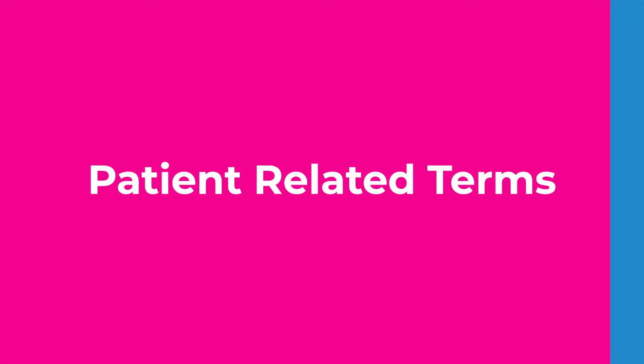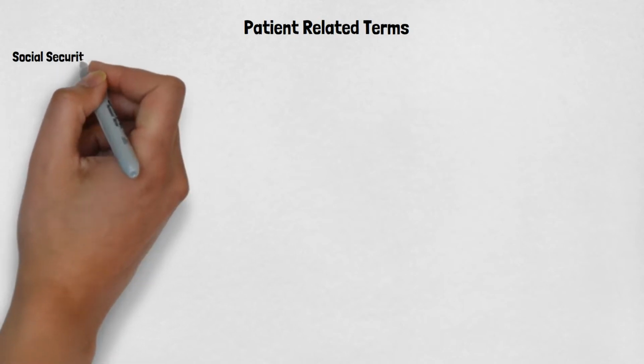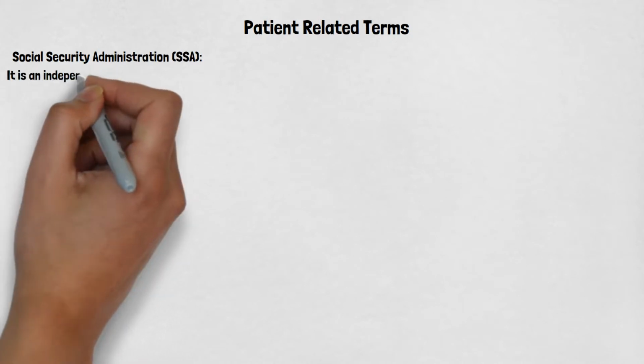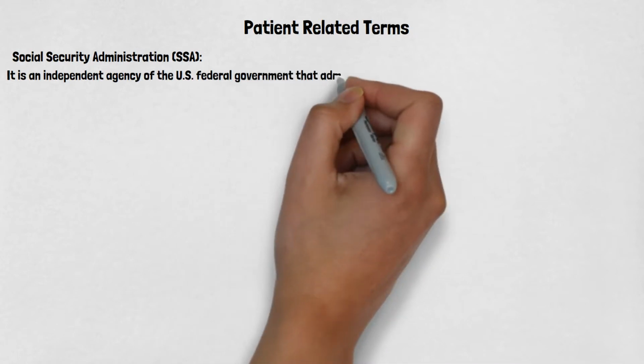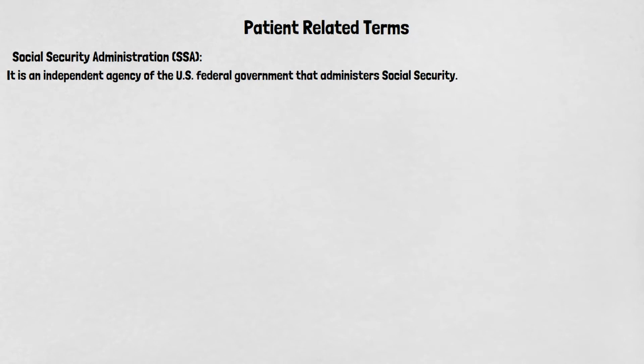In this video, we're going to discuss patient-related terms, starting with Social Security Administration, SSA. Now, the SSA is something similar to our UIDAI. It is an independent agency of the US federal government that administers Social Security.